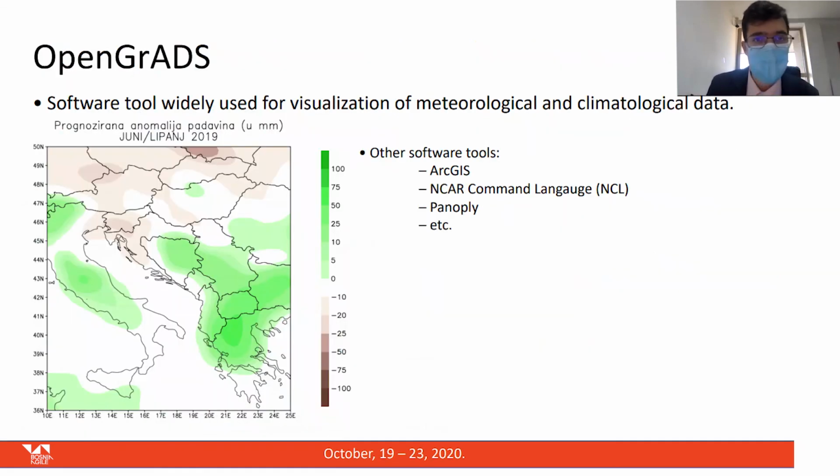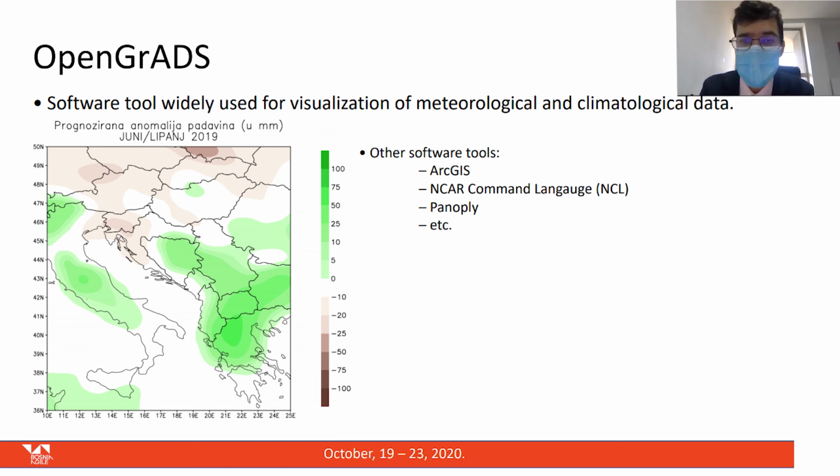And the last part is OpenGrADS. I will just briefly mention how we can visualize data. I will not show the example. It's actually a software tool that is widely used for visualizing data. Some other tools that are also used are ArcGIS. So basically, if we have geographical data, then some people can use GIS. NCL is a perfect language, but the problem is those tutorials are not easy to find, or even hard to find, on the web.